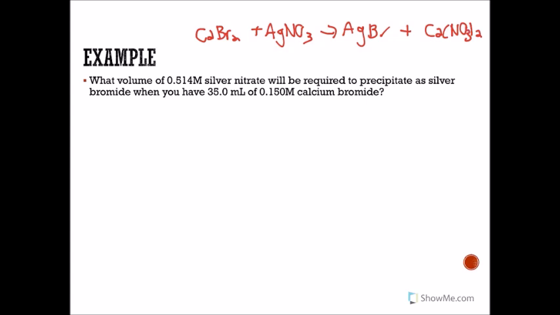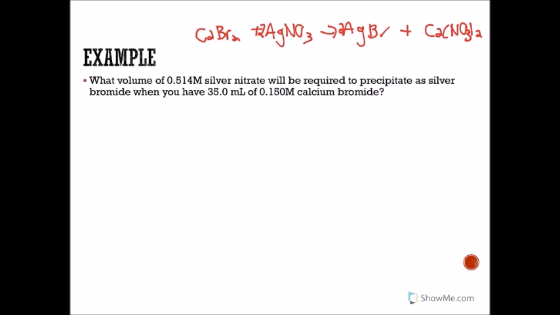And then we balance. It looks like we have 2 nitrates, so we'll need 2 nitrates. And we have 2 bromides, so we'll need 2 bromides. And we have 2 silvers. We're good to go. Now we write our knowns and our unknowns.